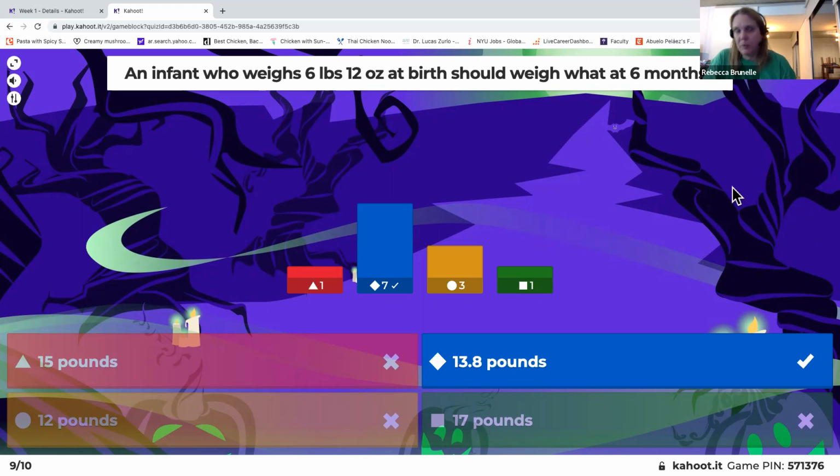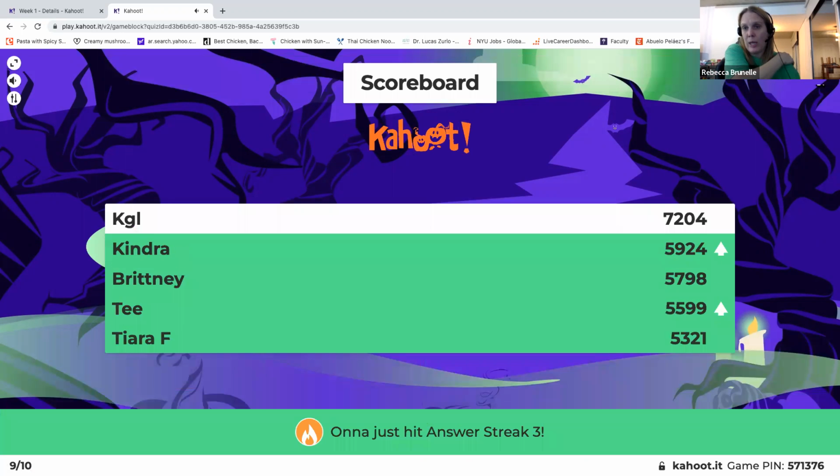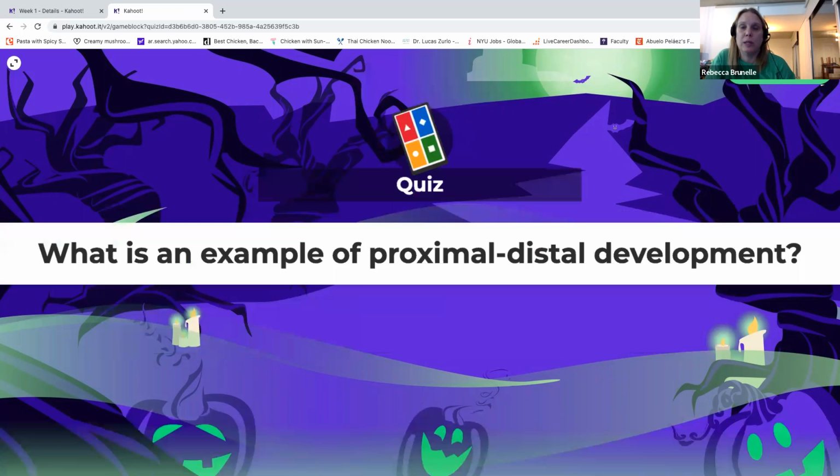Yeah, 16. So those are the 2 things that you need to know in order to figure it out, because they'll give you the weight. If they give you the weight in pounds and ounces, you would need to know how many ounces are in a pound. Good job. All right, last one.